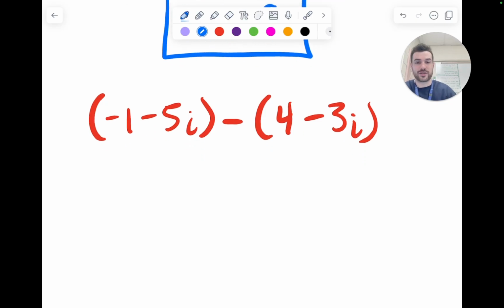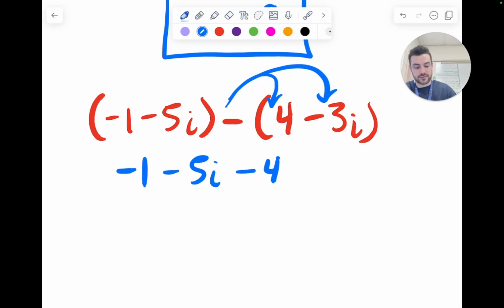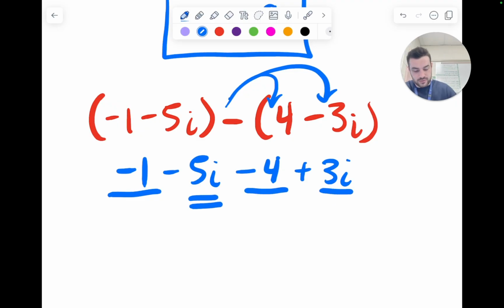The one difference here is because we have a negative on the outside, the negative needs to be distributed to both parts of our second complex number. So we have negative 1 minus 5i minus 4 minus 3i. So we're going to distribute that negative in, and then we can drop our parentheses. It's going to become a plus 3i at the end. And now we combine our like terms. Negative 1 minus 4 is negative 5, and then negative 5i plus 3i is negative 2i.